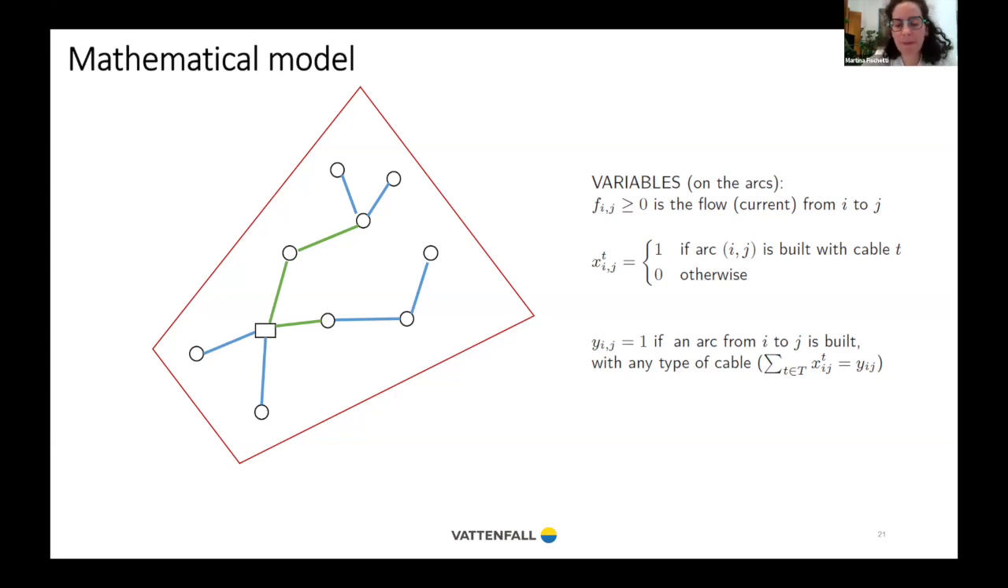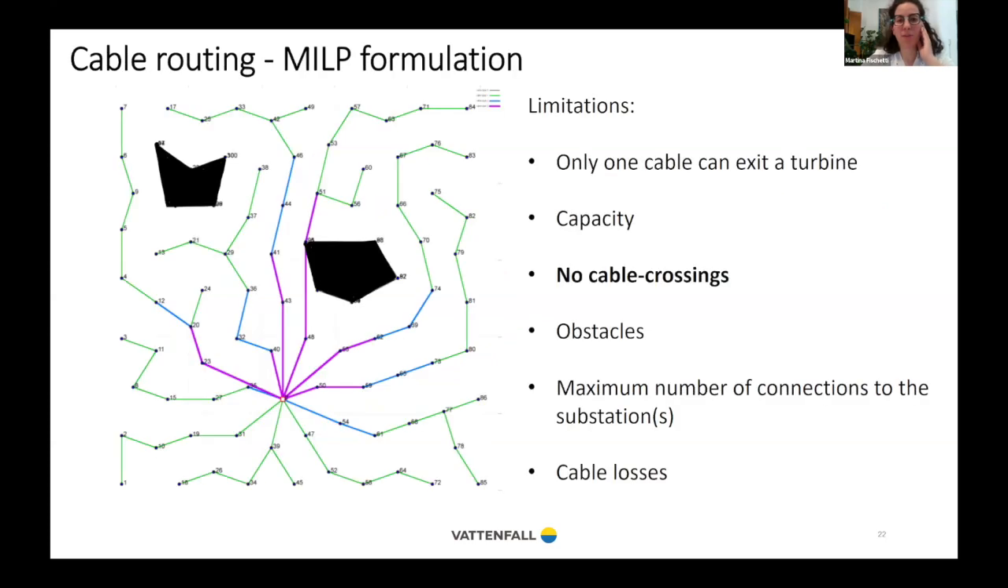This problem has also, in practice, a lot of limitations that we had to consider in our optimization. So the first one is that only one cable can exit a turbine. This has to do with the physical connection at the turbine. At the base of the turbine, there are some plugs, and you can plug more cables into the turbine, but only one can leave the turbine.